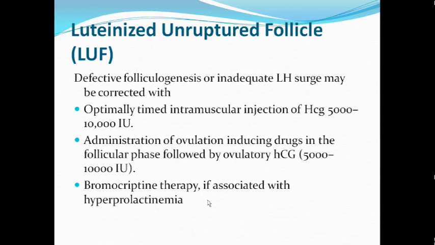In the case of LUF, luteinized unruptured follicle, ovulation could not occur. So you can give an ovulation trigger, in the form of HCG or leuprolide, that is a GnRH agonist also. If it is because of hyperprolactinemia, you can give bromocriptine or cabergoline.